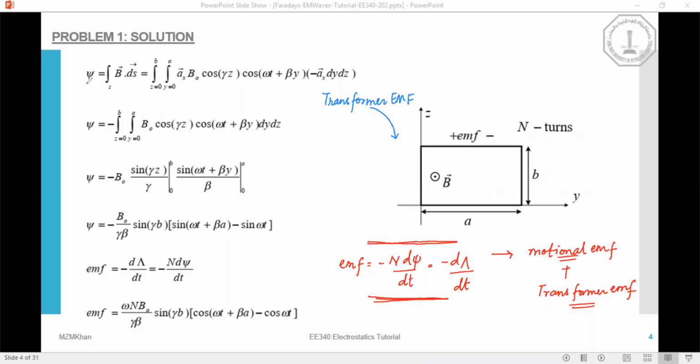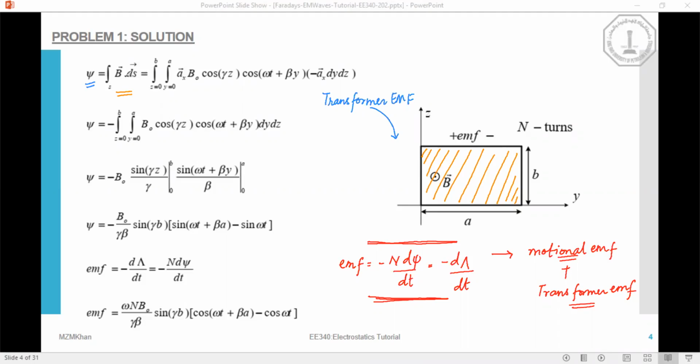That means you need to first find psi. How do you find psi? Psi is the magnetic flux through this coil. So we need to find the flux through this closed area, the surface enclosed by your closed loop. We know the formula that psi is the integral of B bar dot ds bar, right?